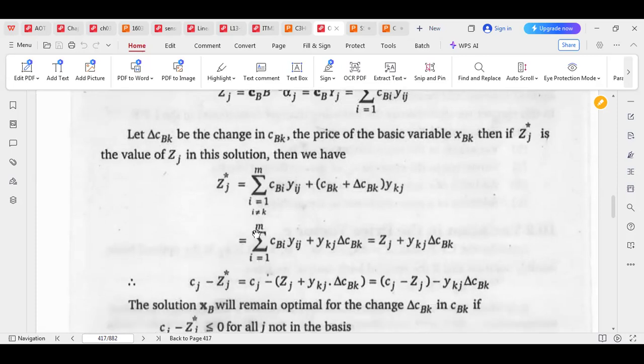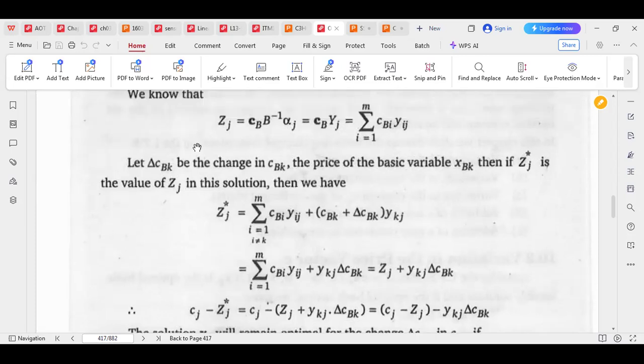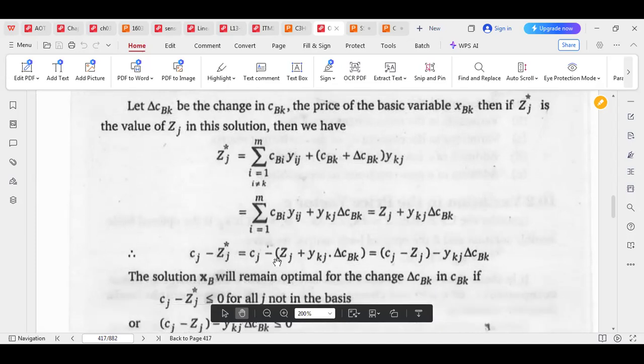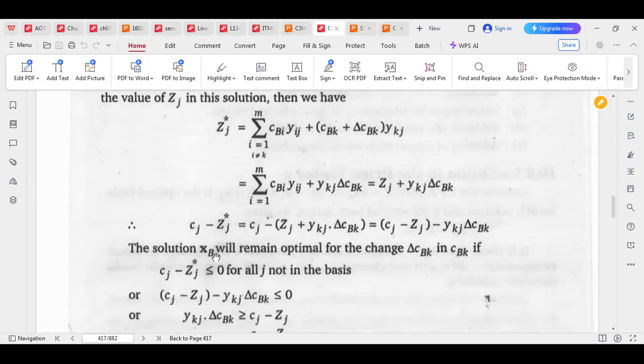So i equals 1 to m cbi yij, just multiply with this, and then we get zj. Just putting here we get cj minus z star j equals cj minus zj minus ykj delta cbk. So therefore the solution of the basic variables xb will remain optimal for the change delta cbk in the cost coefficient of cbk.